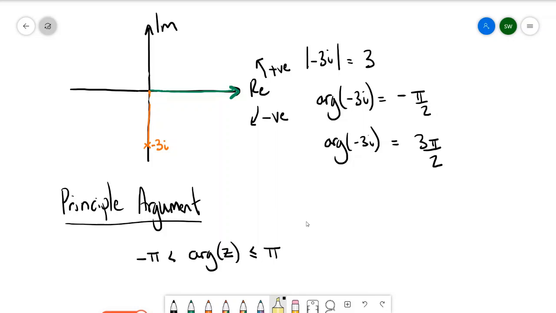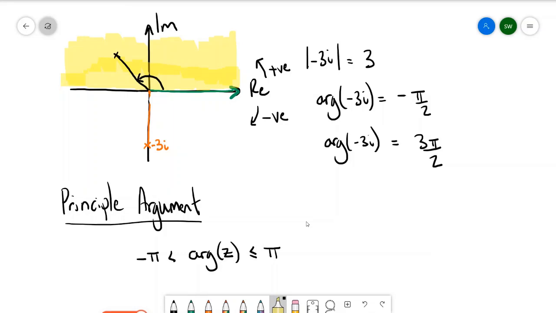So if the argument's positive, between 0 and pi, we're going to be able to get anywhere in this quadrant or this quadrant as well. So if we're turning in the positive direction between 0 and pi, we can get anywhere here. So for example, if I had my complex number here, then I would turn in the positive direction by that angle there.